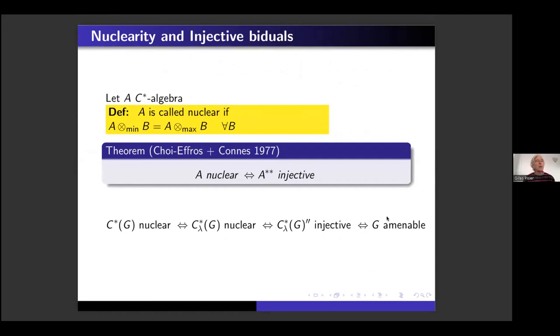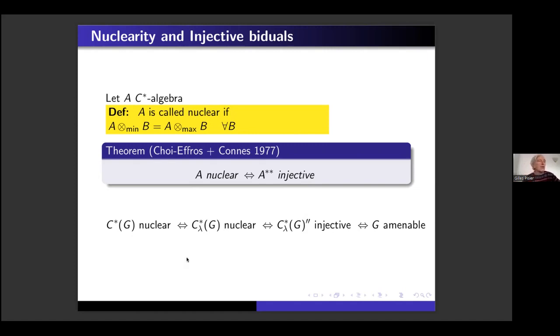Now a C-star algebra A is nuclear, as I'm sure I probably mentioned before, if simply the minimal and maximal tensor products of A with any other C-star algebra B coincide. We have this uniqueness of C-star norm, and this class has been studied a lot. There's a lot known about it. In particular, there's a very beautiful connection with injectivity through the work of Choi-Effros that used a lot of the advances of Alain Connes. A C-star algebra is nuclear if and only if its bidual is injective.